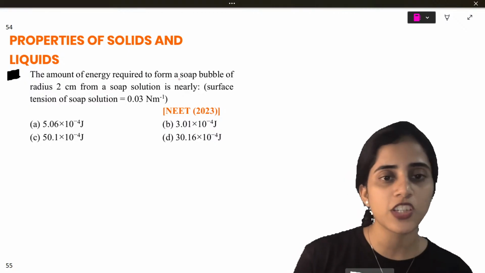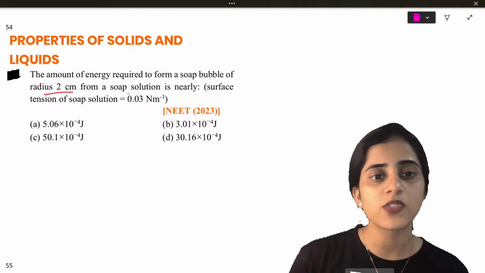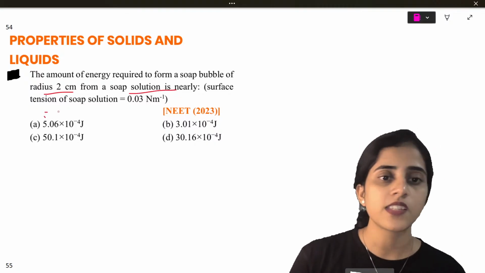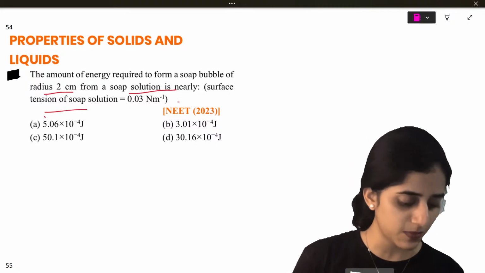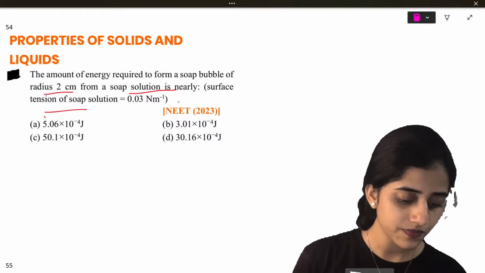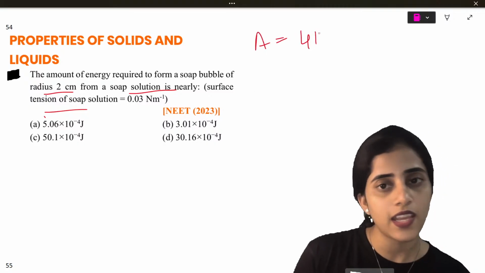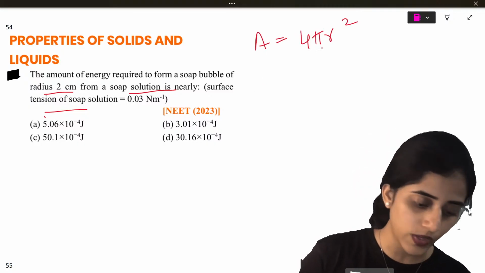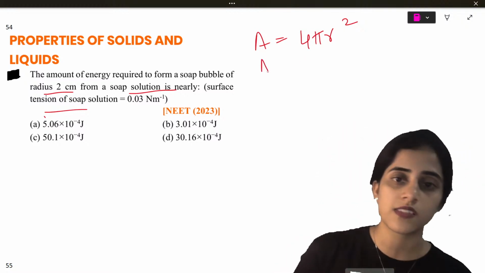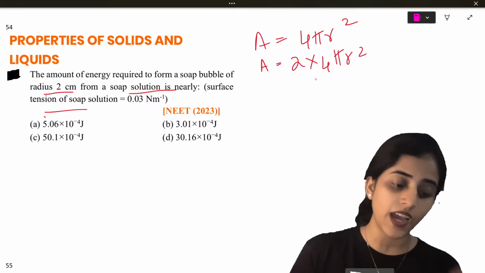The amount of energy required to form a soap bubble of radius 2 cm from a soap solution is nearly, with the surface tension of the soap solution given. So what will you do? First, what is the area of the bubble? Area is 4 pi r square. But a bubble has two surfaces, so the area will be 2 into 4 pi r square.